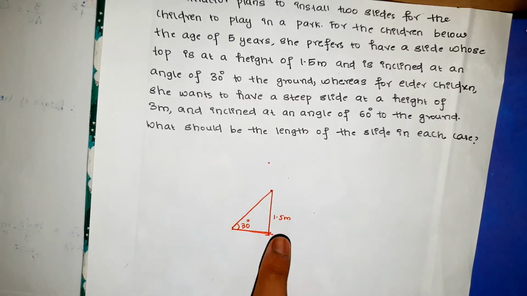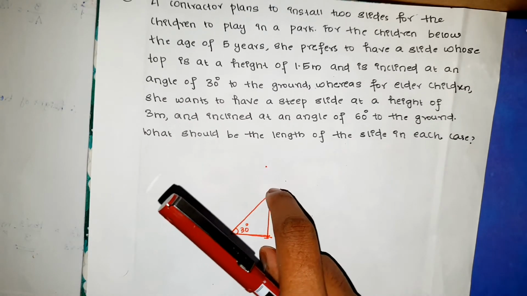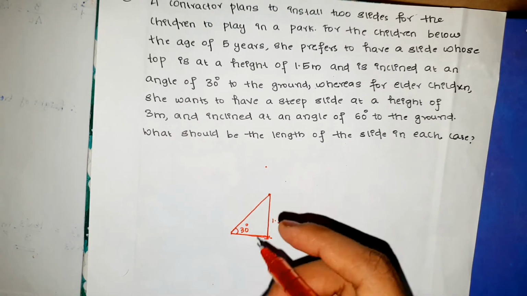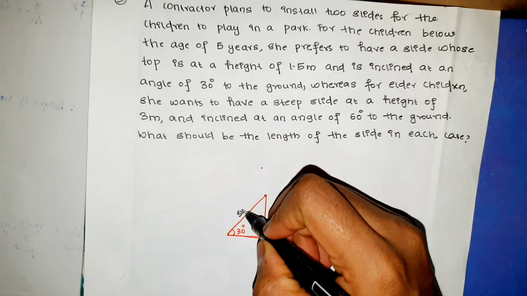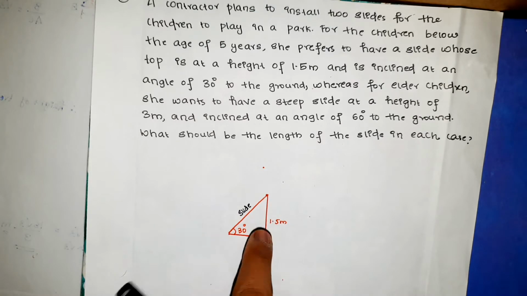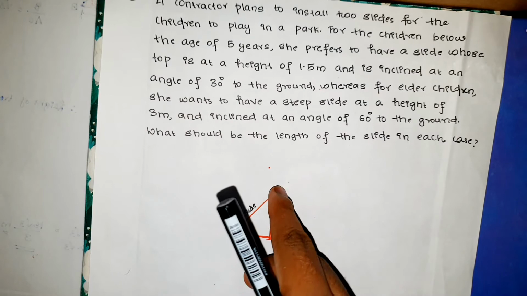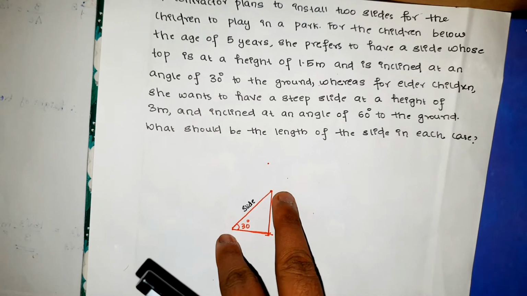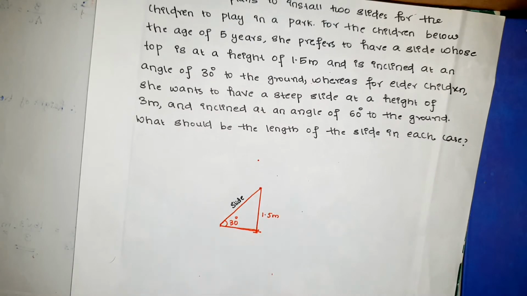First, what is given? The height is given. So this is the height and this is our slide. Why did we draw this? Because it's given that the height is 1.5 meter. So we drew the height, then we drew the slide and it is inclined at an angle of 30 degree with the ground. Okay, students.